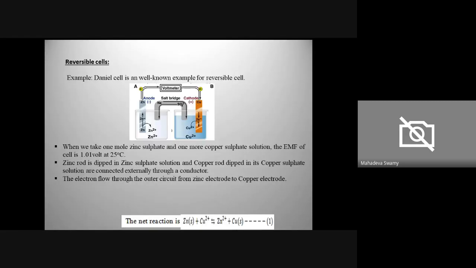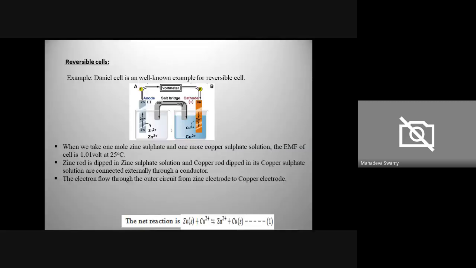Next, we are taking a reversible cell explanation. The best example for a reversible cell, the Daniel cell, is a well-known example. Just see the Daniel cell; we have already discussed it. A zinc rod is dipped in zinc sulfate solution, a copper rod is dipped in copper sulfate solution, externally connected through a voltmeter, and internally connected through a salt bridge.